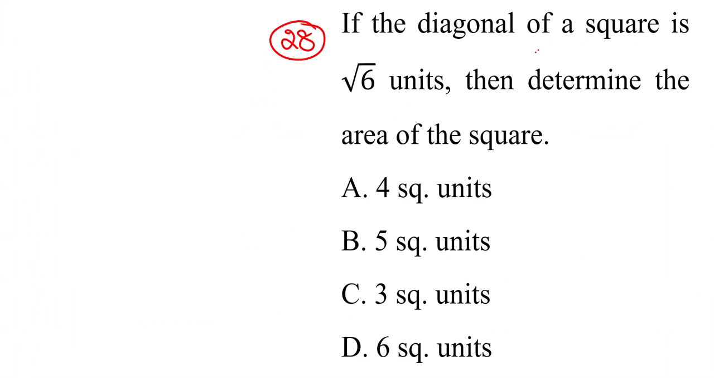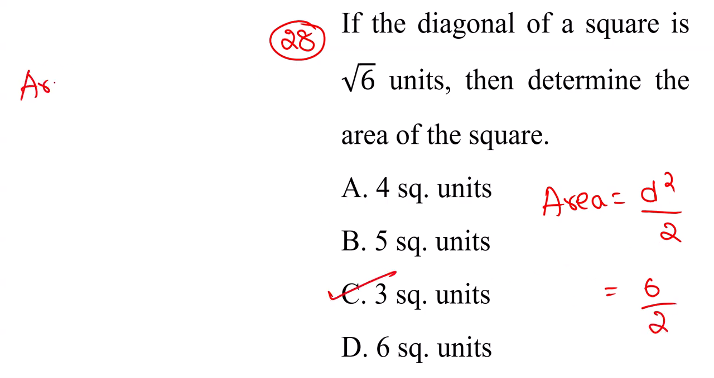Now here the diagonal of a square is given. When the diagonal is given, the area is nothing but d square divided by 2, which is 6 by 2, so 3 is the answer. How, sir? See, first of all, the area of a rhombus. Guys, listen. Everyone knows the area of a rhombus: product of diagonals divided by 2.